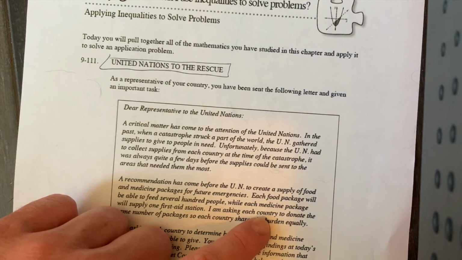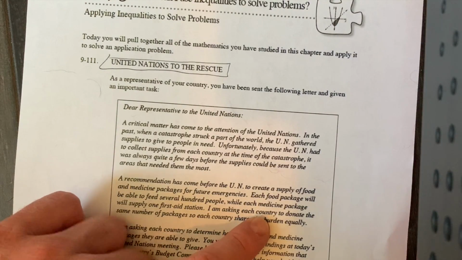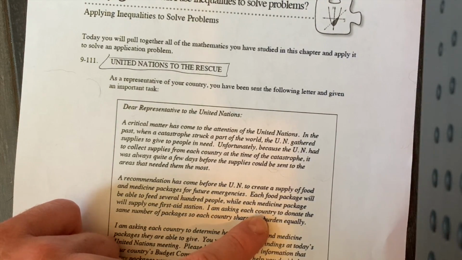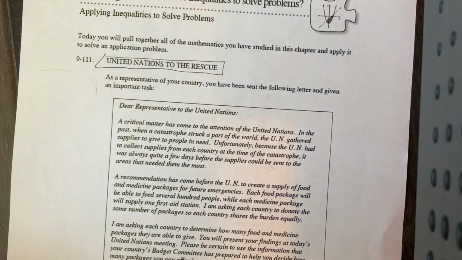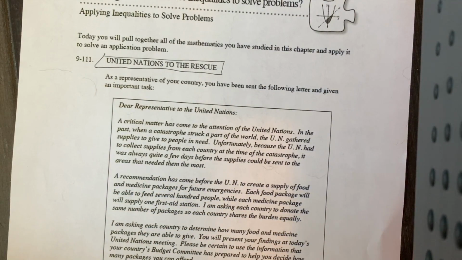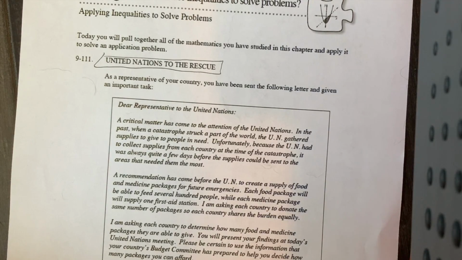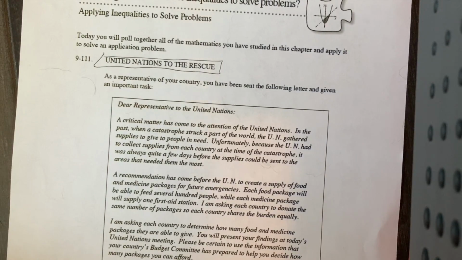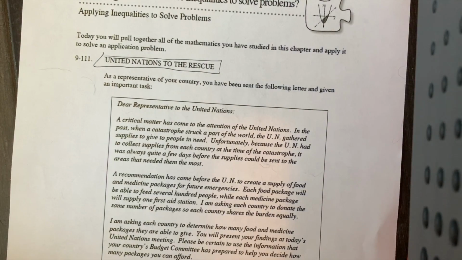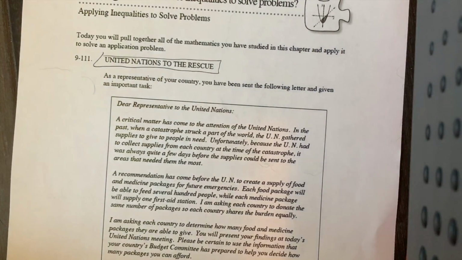Well, that's not really sharing the burden equally, right? If America gives the same amount of packages as a smaller country, like Lithuania, which is pretty small, I think, or Luxembourg, which is even smaller, that wouldn't really be fair, right? So it should really be based on size of country.